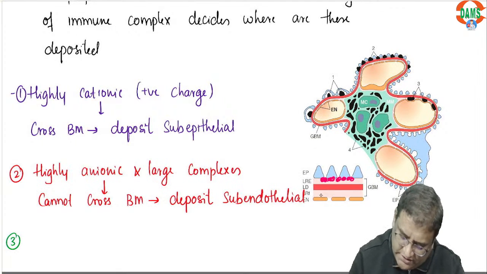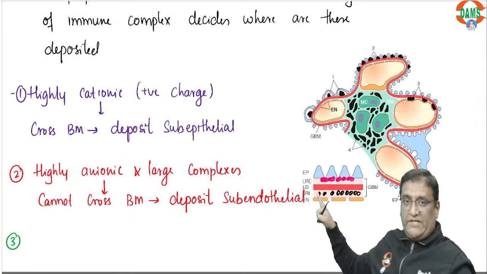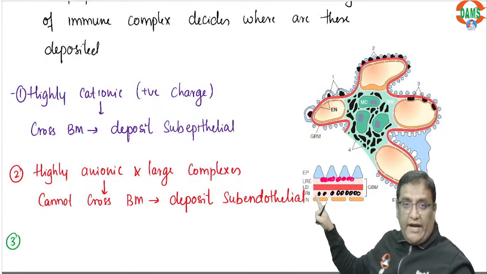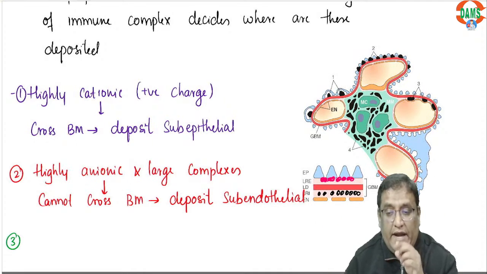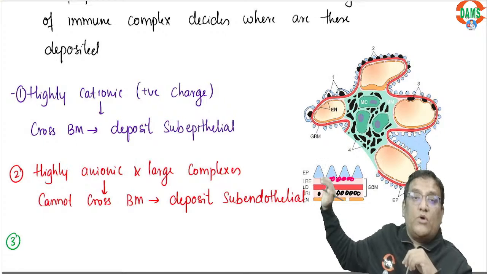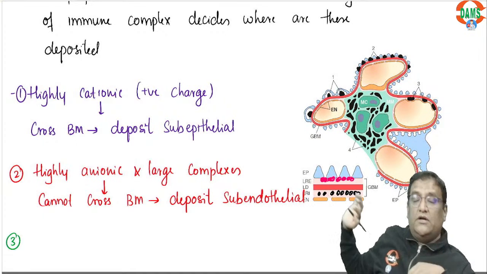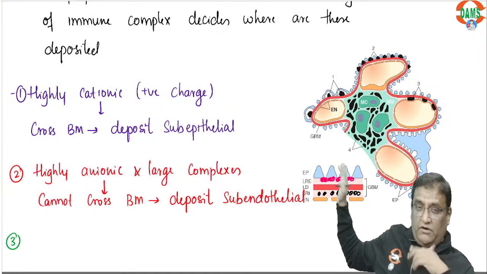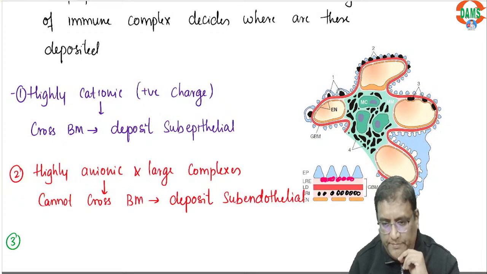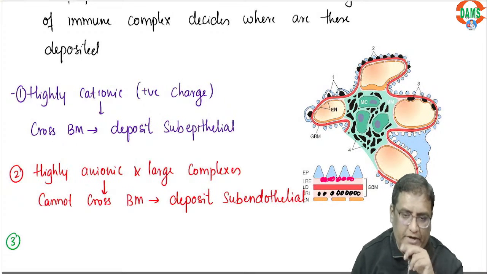So look at this. This is number 2 that we are talking about. The immune complexes are getting deposited subendothelially. If they are anionic, obviously they will be repelled by the negative charge of the filtration slit, isn't it? They'll be repelled by negative charge.